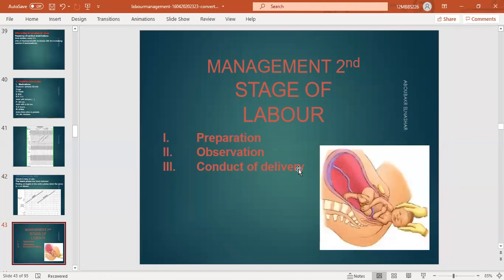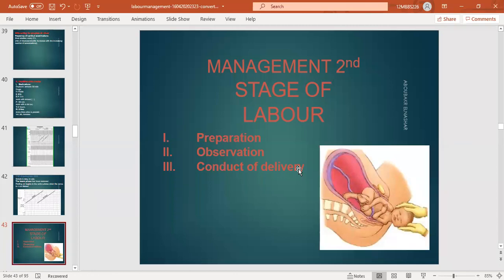Now the management of the second stage of labor. The second stage starts with the full dilatation of the cervix to the delivery of the fetus. It lasts for 2 hours in the primigravida without epidural, but with epidural it is 3 hours. While in the multigravida it lasts for 1 hour without epidural, 2 hours with epidural.